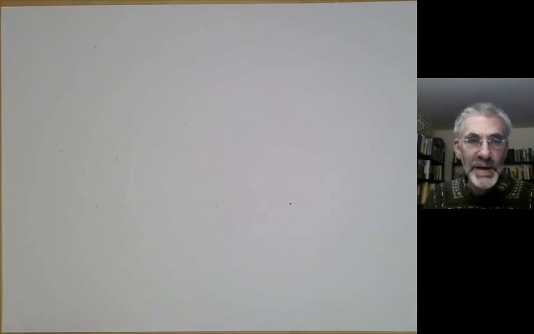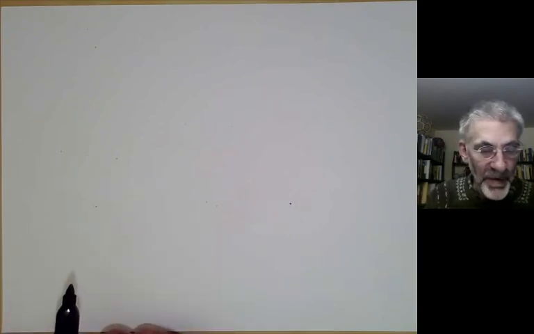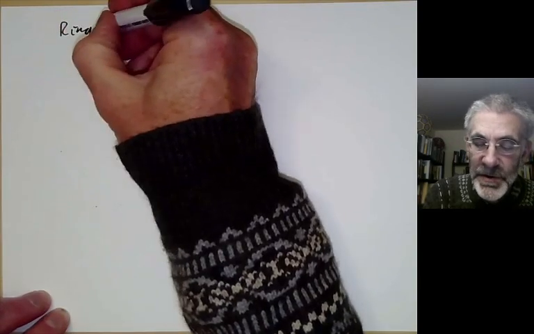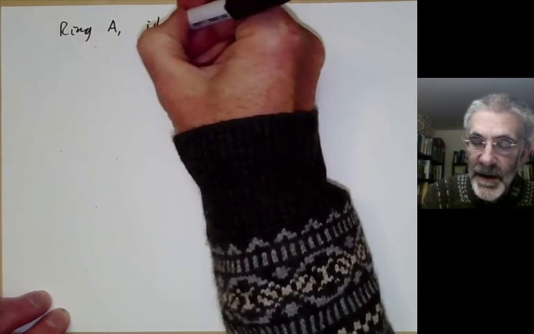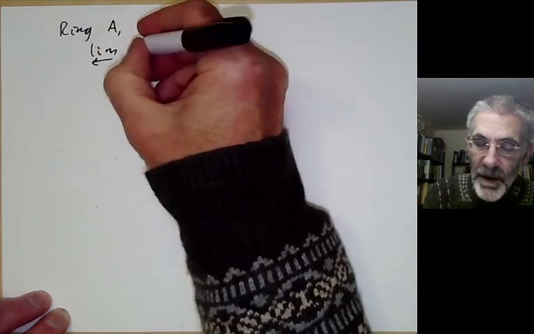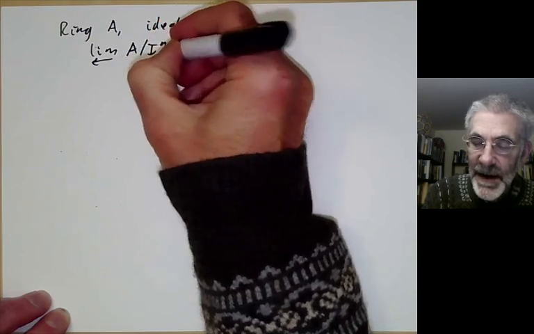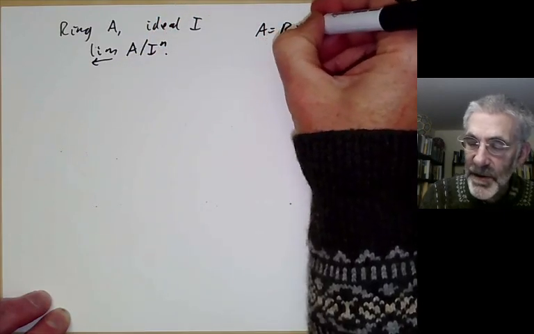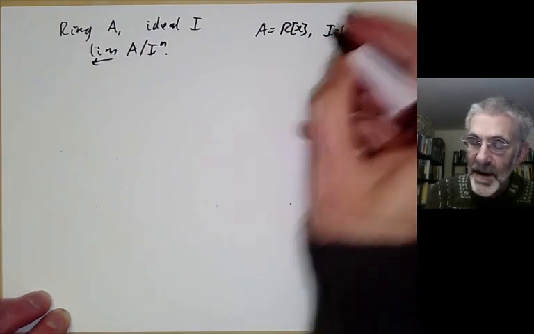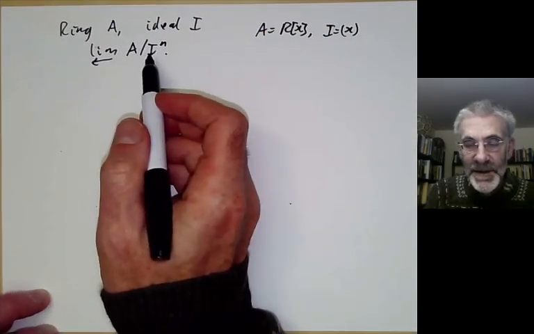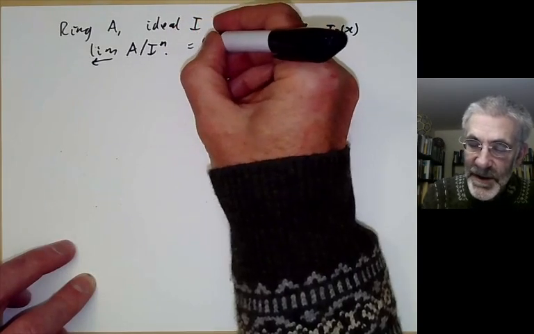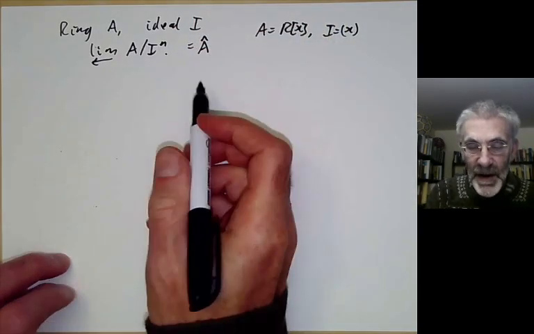Actually, you can do this more generally for arbitrary rings. If we take any commutative ring A and an ideal I, then we can form the inverse limit of the ring A modulo I to the n. So when A is the ring of polynomials and I is the multiples of x, this just gives the formal power series ring. This is called the completion of A, and sometimes denoted by A hat.